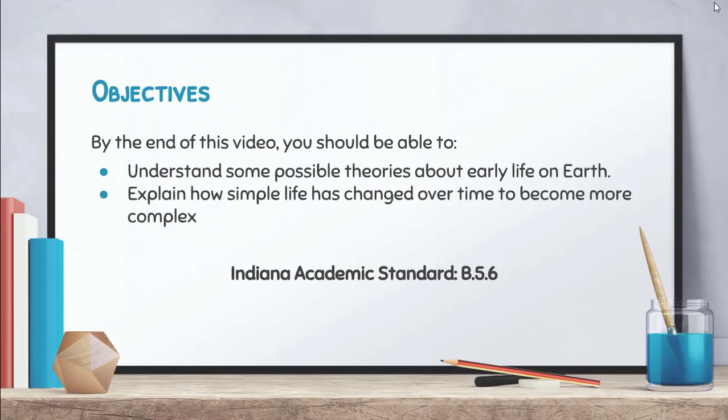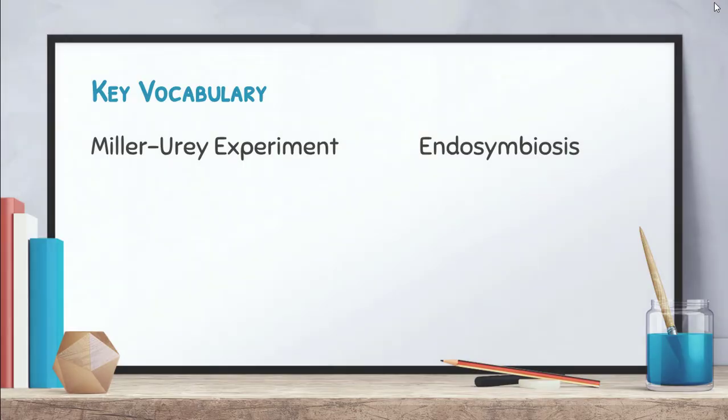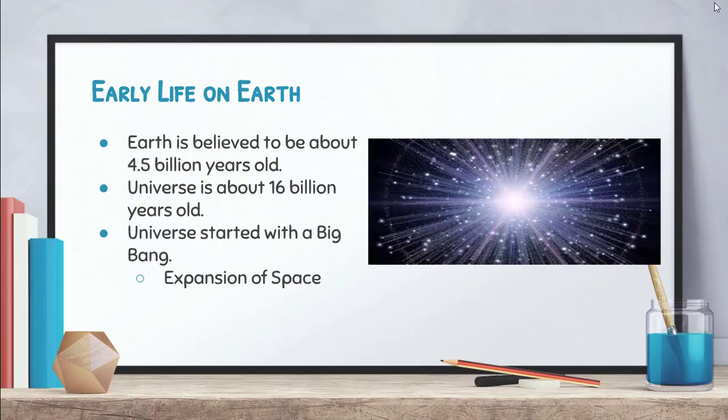By the end of this video, you should be able to understand some possible theories about early life on Earth. You should also be able to explain how simple life has changed over time to become more complex. A couple of key vocabulary terms for this video are the Miller-Urey experiment and the concept of endosymbiosis. So let's talk about some early life on Earth, and we're getting to a little bit more of the astronomy aspects of science here.